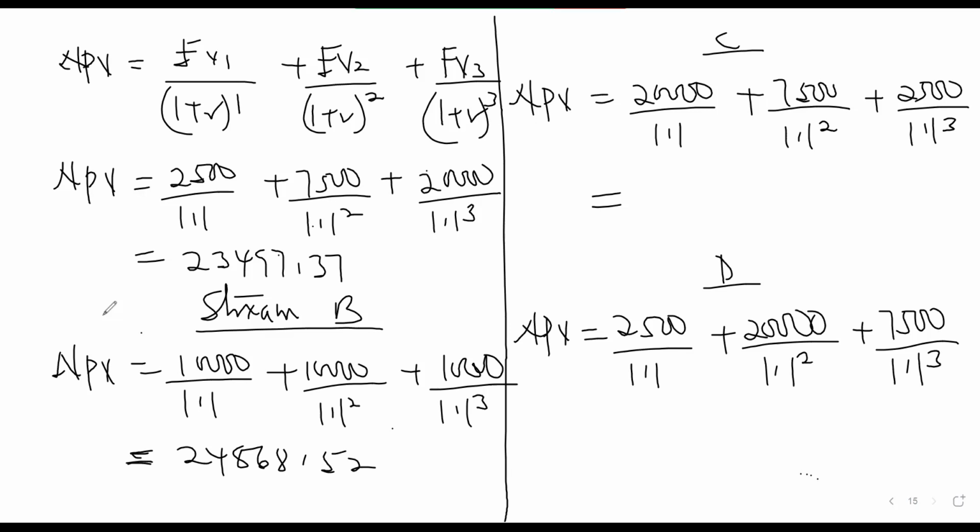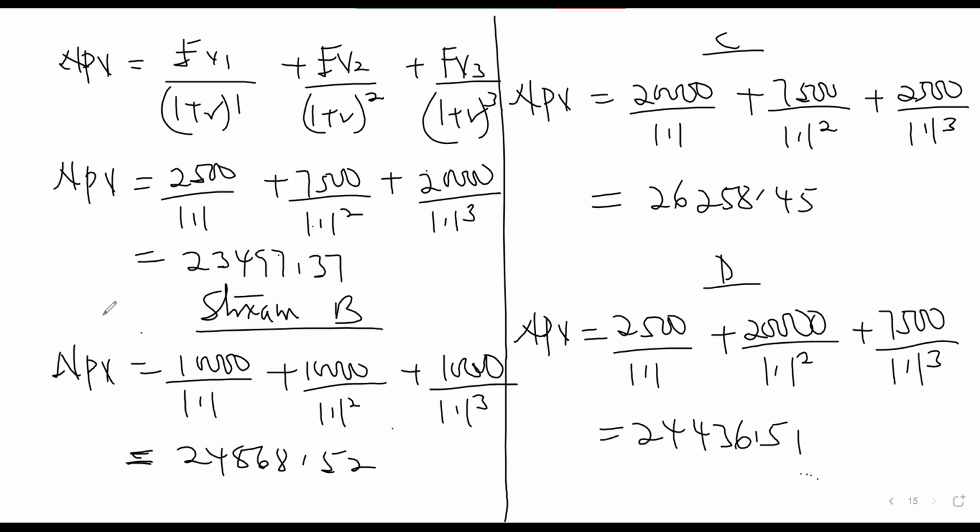Stream C, okay. 26,258.45. Okay. D, 24,436.51. Okay.